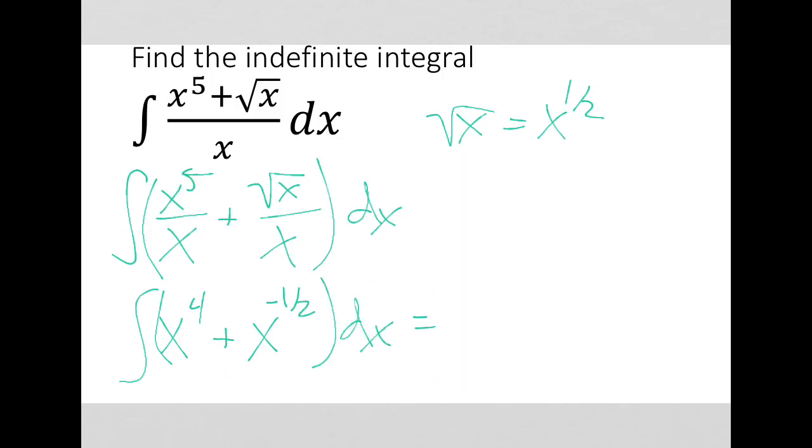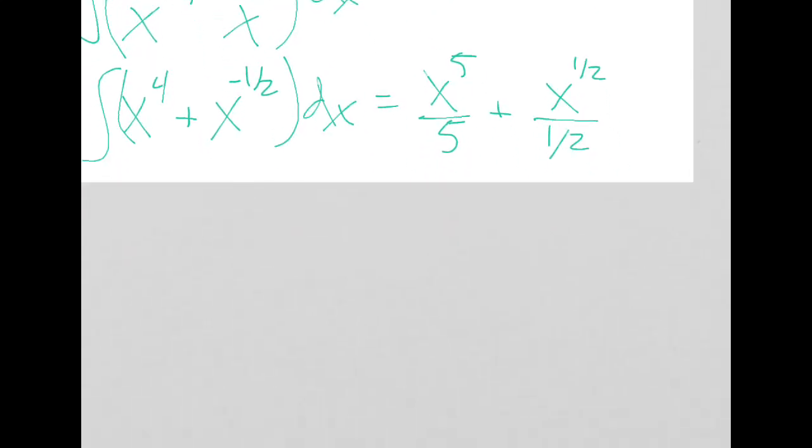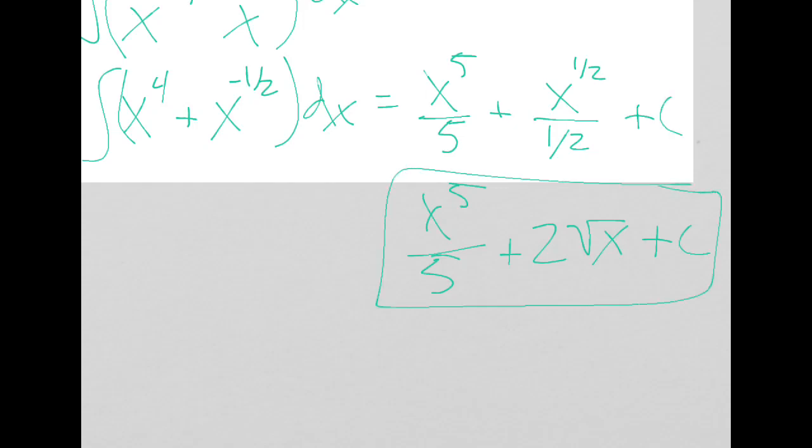And now this is something I can integrate. X to the 4th becomes x to the 5th over 5, plus x to the negative 1/2 becomes x to the positive 1/2, divided by that 1/2, which we will now simplify. X to the 5th over 5, plus dividing by 1/2 is the same as multiplying by 2, so I have 2 root x, and then don't forget that constant of integration. That right there is our indefinite integral.